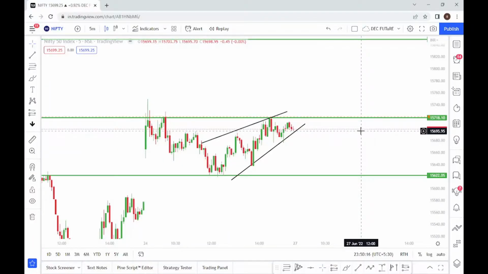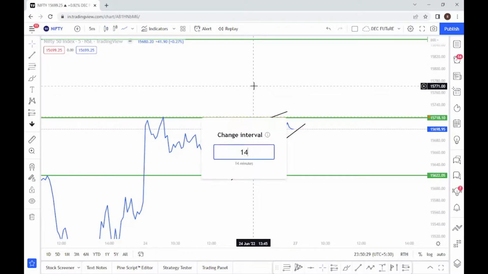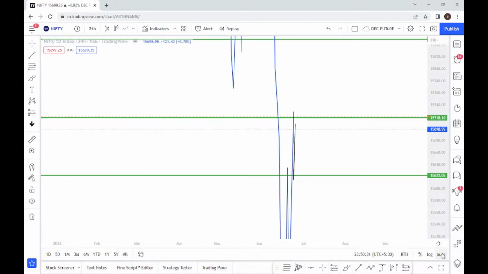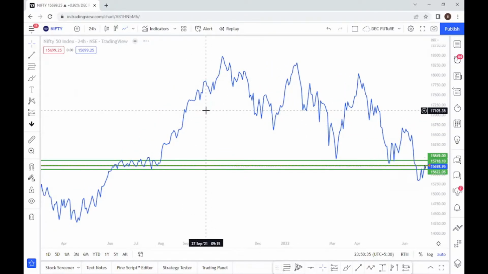All right. So now we are going to look at different types of charts available, right? First of all, we'll look into what is called a line chart. Now, say for example, we are looking at Nifty on a daily time basis. Now, this is representing the line chart of the stock.